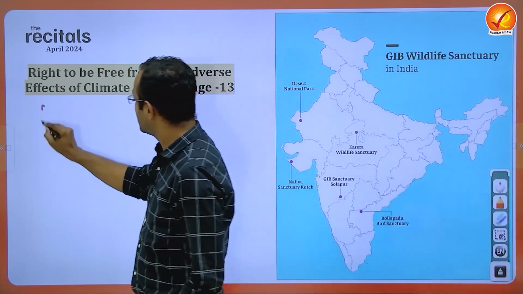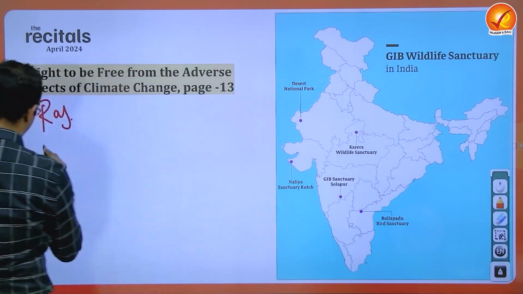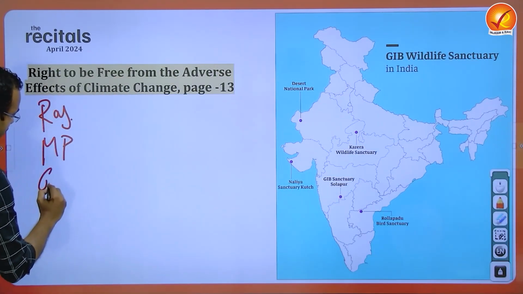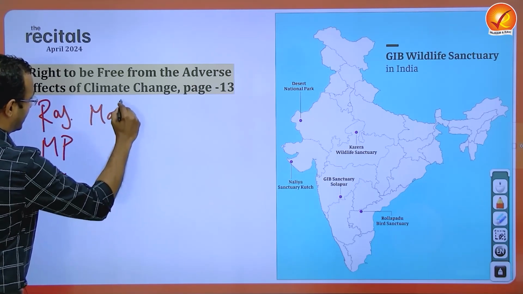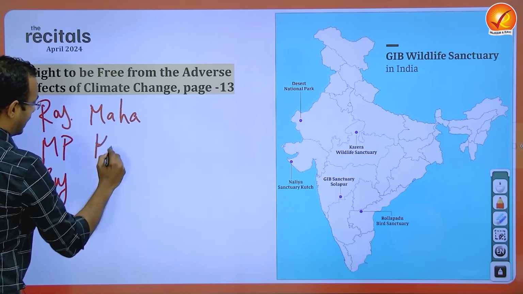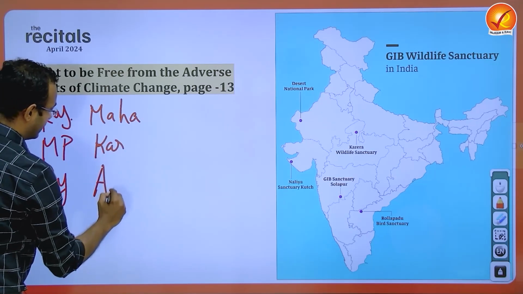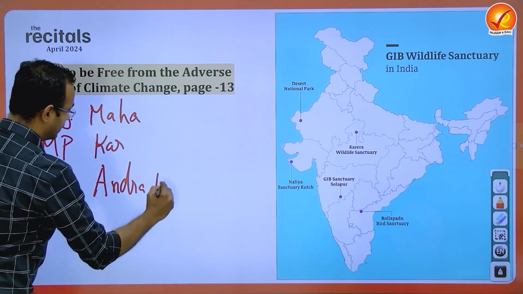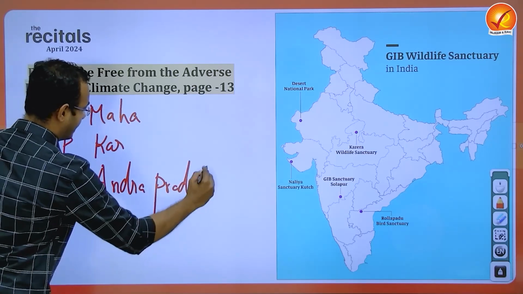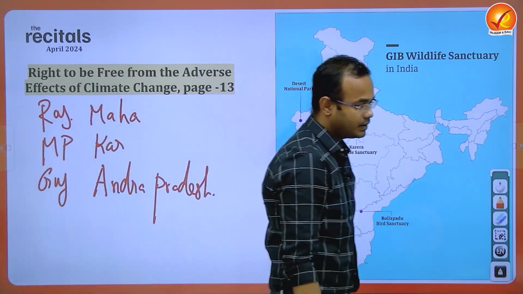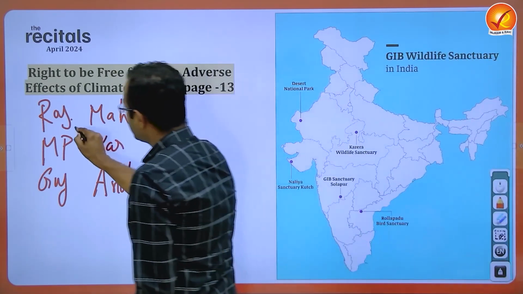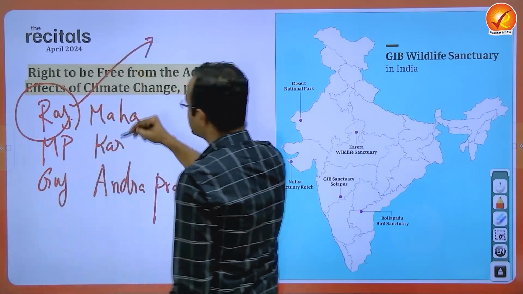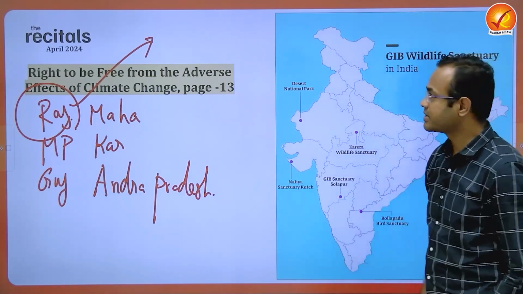It includes Rajasthan, Madhya Pradesh, Gujarat, Maharashtra, Karnataka and Andhra Pradesh. They have been present in the 6 states, and Rajasthan has the largest number of Great Indian Bustard in India.